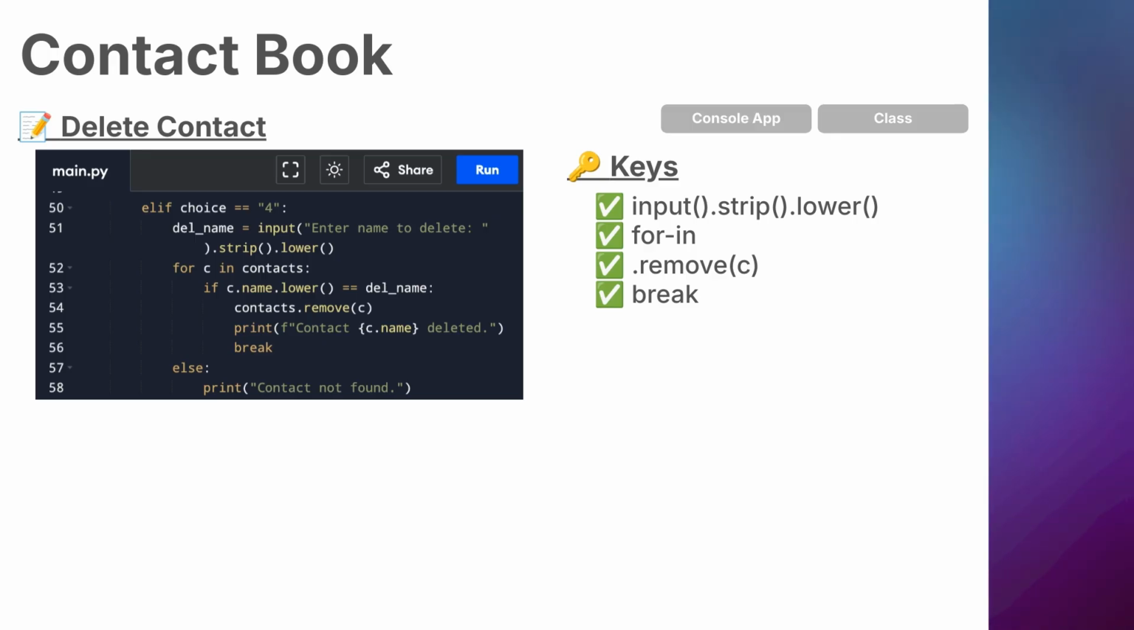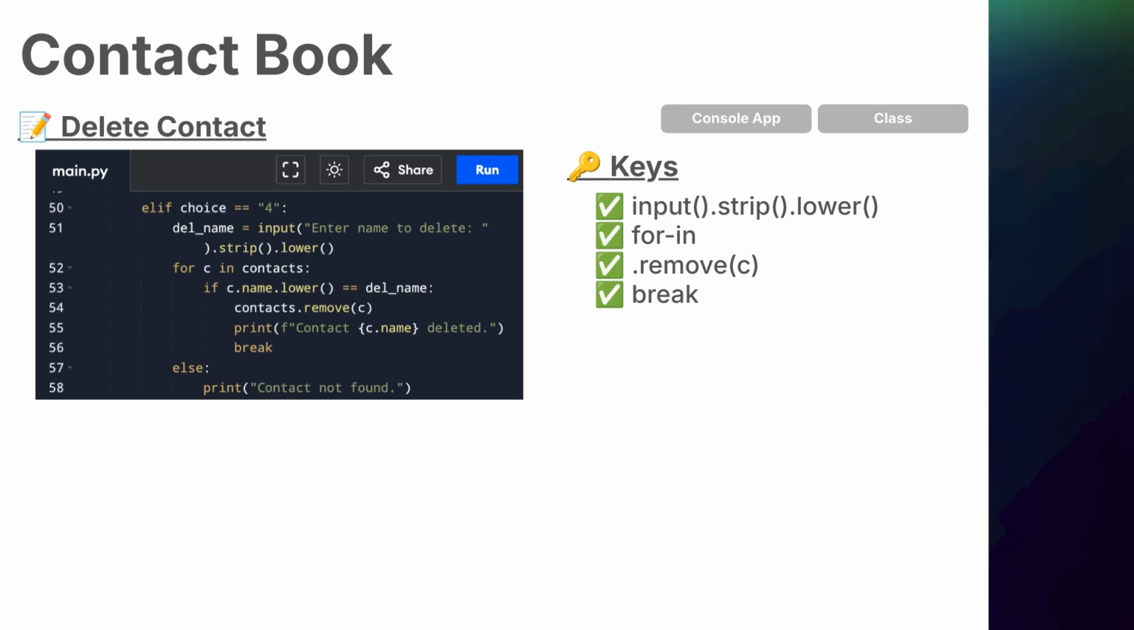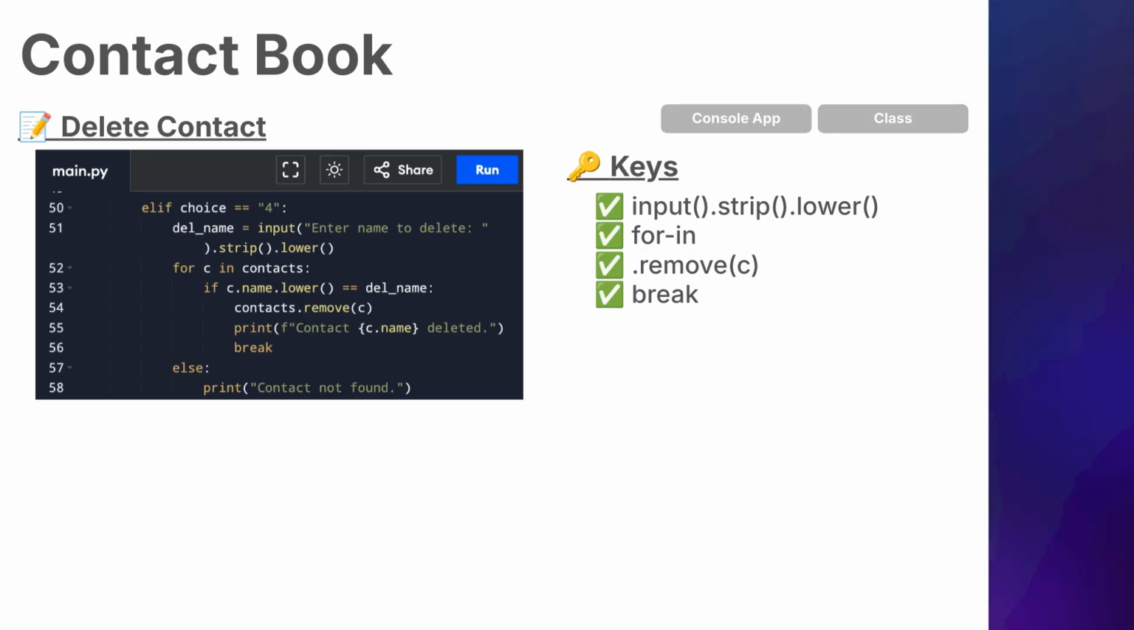This section combines everything we've practiced: cleaning input, looping through a list of objects, checking conditions, removing an object, and giving feedback to complete the core features of the contact book. At this point, the program can add, view, search, and delete contacts, making it a fully working console app.